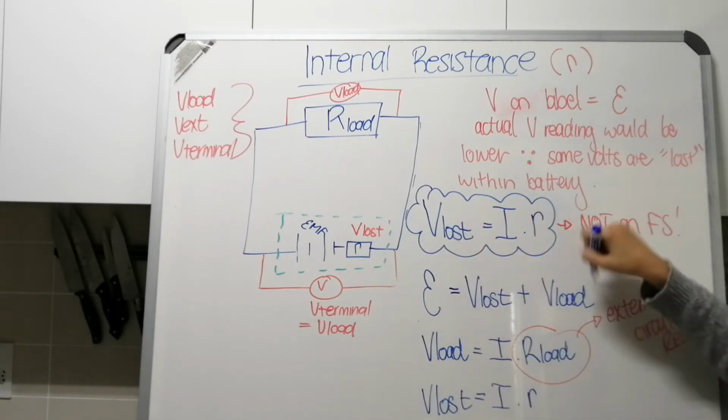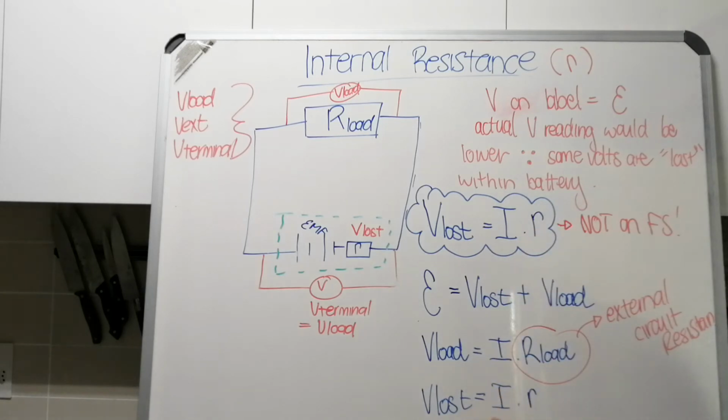So that means that this can be expanded fully if you want to. You don't have to expand it fully. You can expand one term or the other term, but it can be expanded fully into I times r plus I times R load or R external. And these currents are the same value, so you will also sometimes see it as E equals current taken out as a common factor, times internal resistance plus load or external resistance.